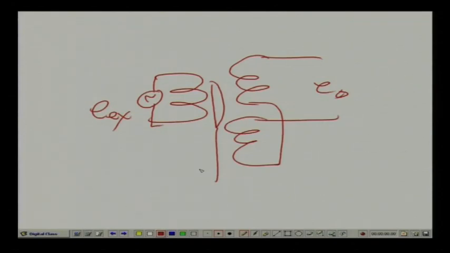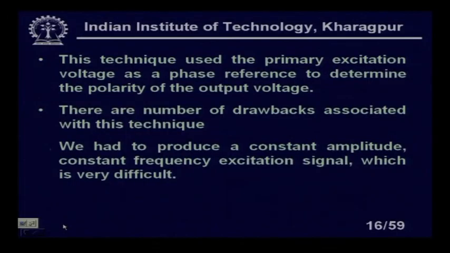So, I will get some ambiguity, but that is not possible in this particular chip, because we are using the ratiometric principle. So, it does not matter if the input voltage frequency falls or rises, automatically output voltage will be independent of that. So, I do not need a constant amplitude, constant frequency signal. Though it is internally generated, if for some reason the amplitude falls, it does not matter.